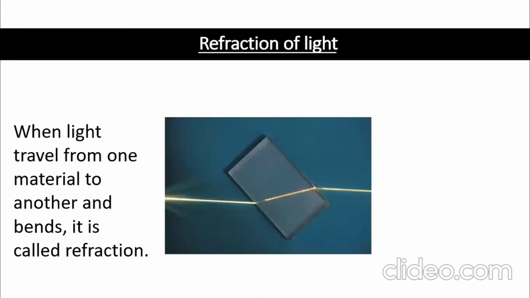Refraction of light. When light travels from one material to another and bends, it's called refraction. As you can see in the picture, the light enters straight in, and whenever it hits the glass block, it bends up, and then after it exits, it goes back to the original line. The ray of light travels in a straight line, but like I said earlier, whenever it enters a block of glass or hits something shiny, then it will bend.